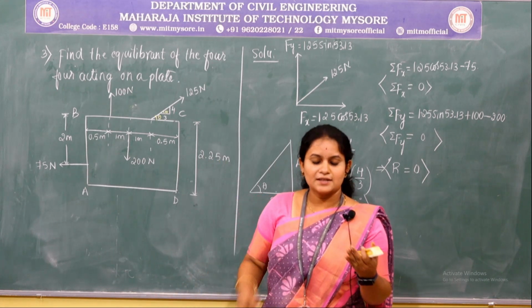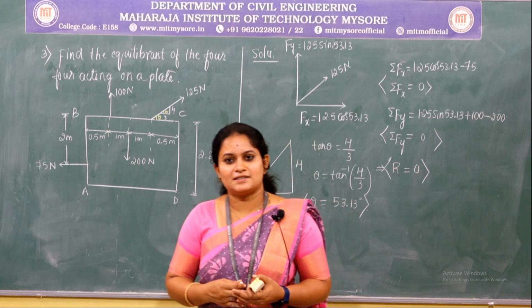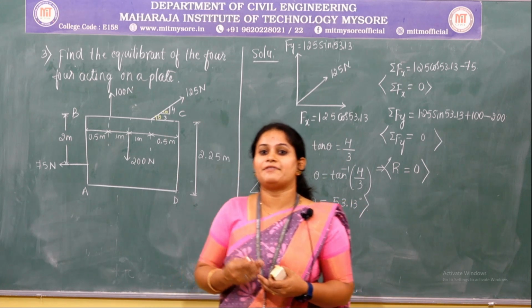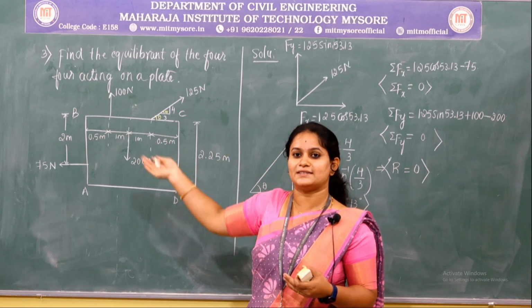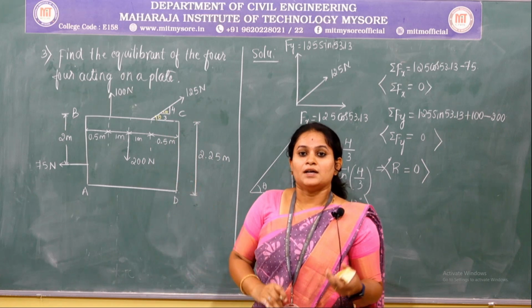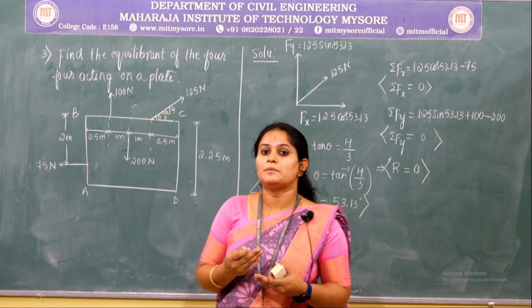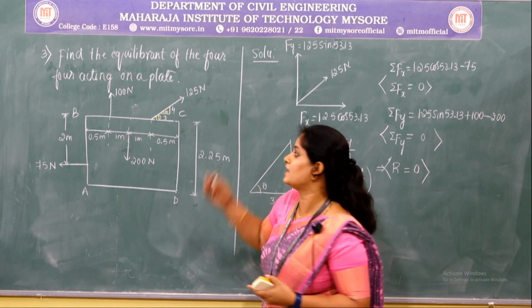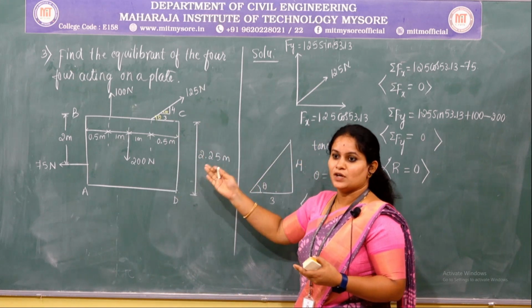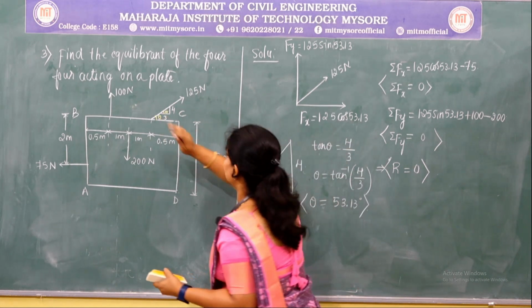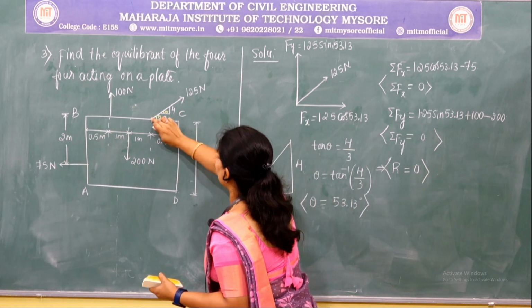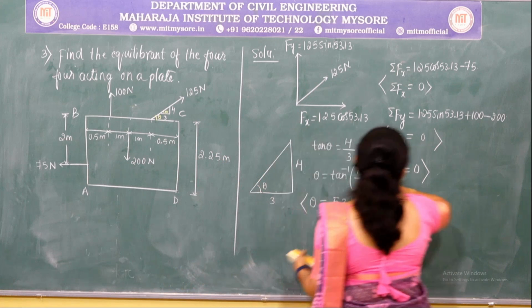Since the value of resultant is 0, that means the translatory effect of these forces on this system is 0. The resultant can be a moment which will produce the same effect anywhere on this system. So hence let us consider the moment about this 125 Newton force.